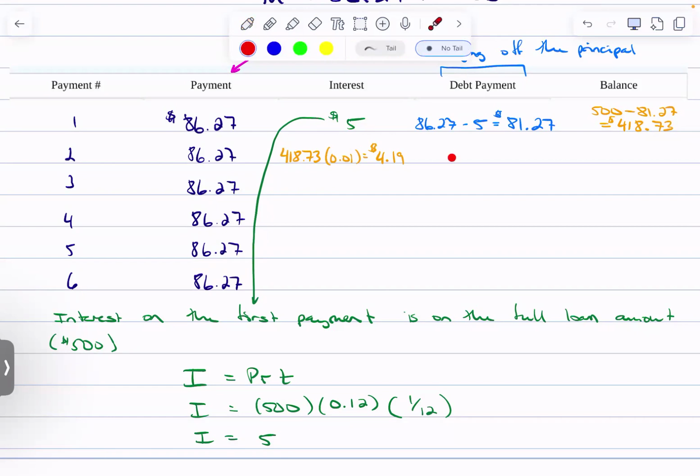But from here, notice the jump from $5 to 4.19, just by paying off a little chunk. And so that's how mortgages work too, right? You want to pay off your principal, so that you can pay less interest.